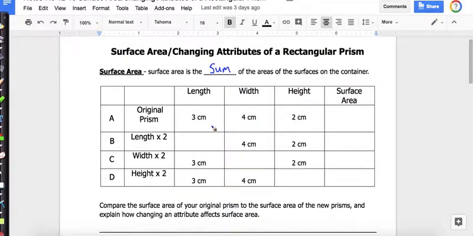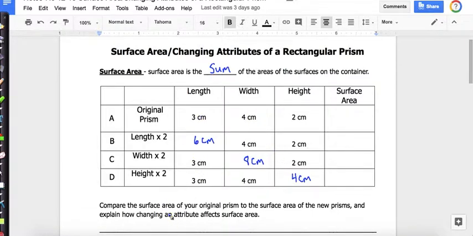So remember, let's see, the length. If we double the length, we get 6 centimeters. If we double the width, we get 8 centimeters. And if we double the height, we get 4 centimeters. Now notice when I was doubling the length, I kept the other two the exact same, just like the original prism.